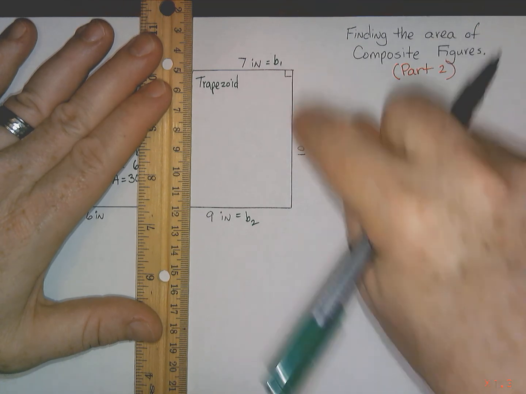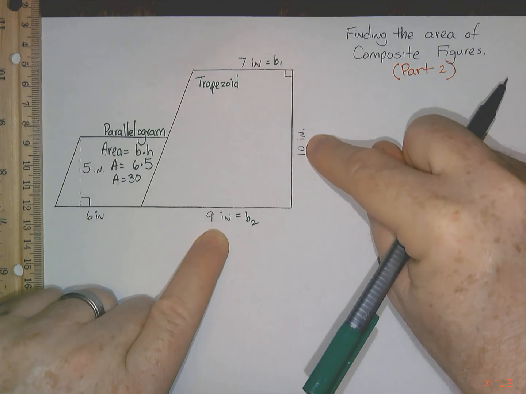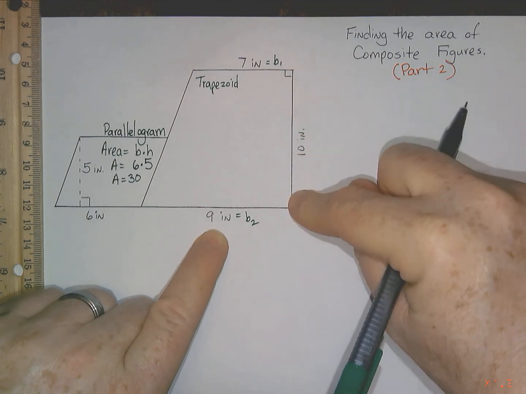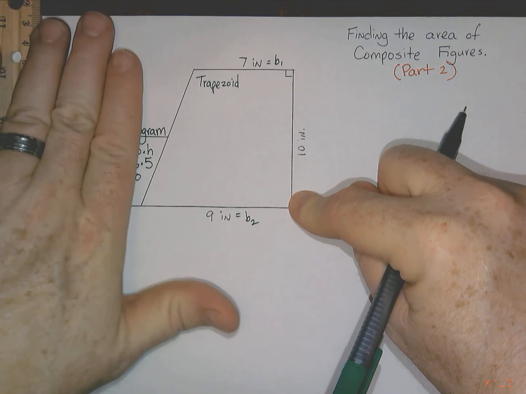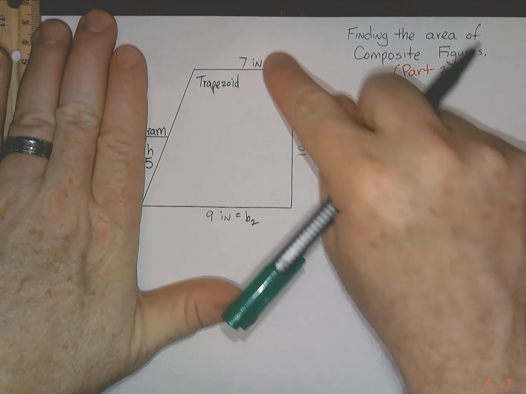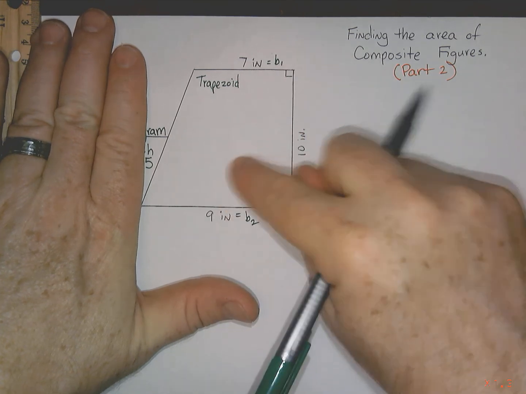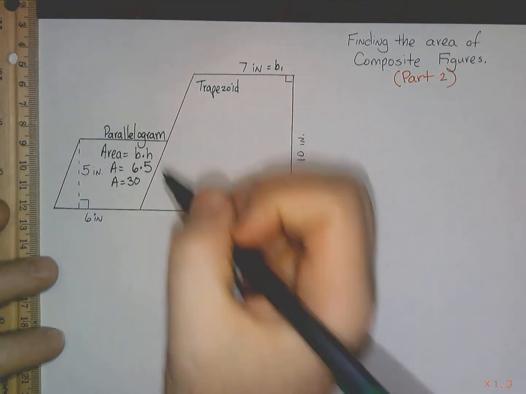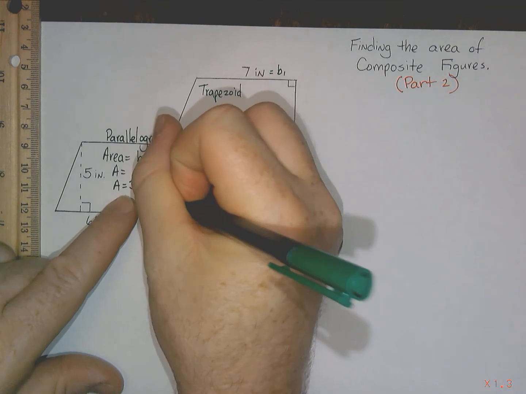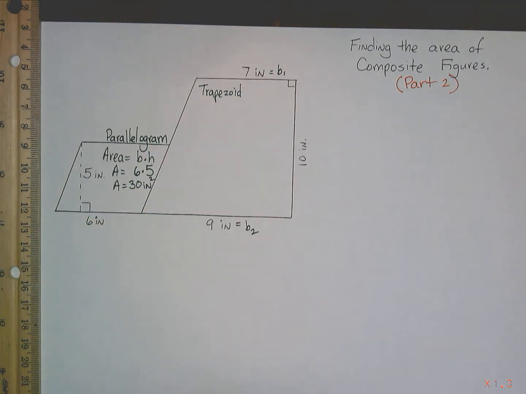Instead of 7 times 10, or even 9 times 10, because 9 times 10 would also be too much. 9 times 10 would look like this. So it's not 70 inches squared, and it's not 90 inches squared. It's somewhere in between. Okay? And I forgot to put inches squared over here, by the way. I forget stuff like that sometimes.